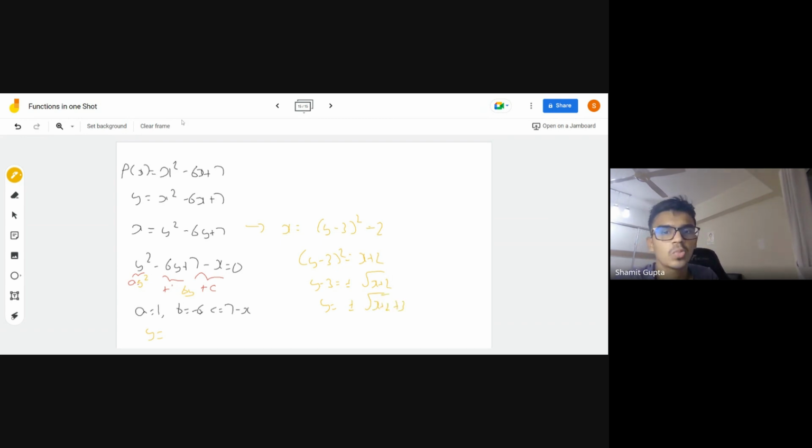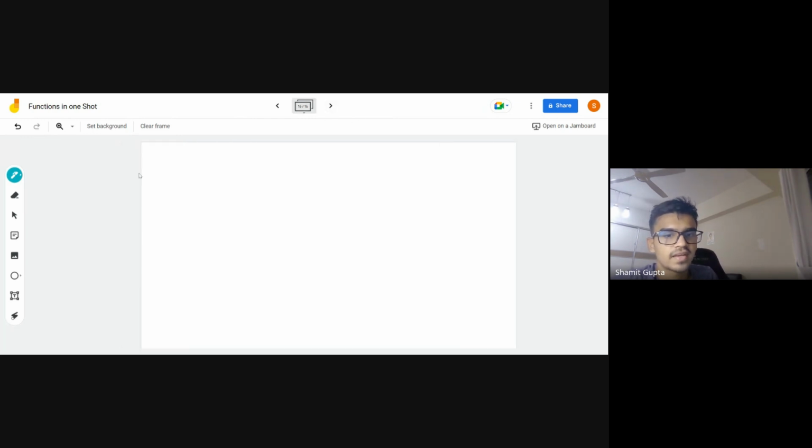Now, just one last thing. There's one problem here. We are getting y is equal to plus or minus the square root of x plus 2, plus 3. You know how this looks graphically? There's a plus and a minus. This is a one-to-many mapping. That's why I mentioned it earlier.